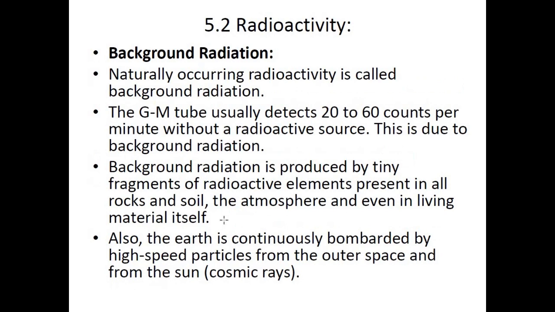Background radiation. Background radiation is the naturally occurring radioactivity which is present due to many environmental factors. The GM tube usually detects from 20 to 60 counts per minute without any radioactive source nearby. This is due to background radiation. Background radiation is produced by tiny fragments of radioactive elements which are present naturally in all rocks and soil, the atmosphere, and even in living material itself.